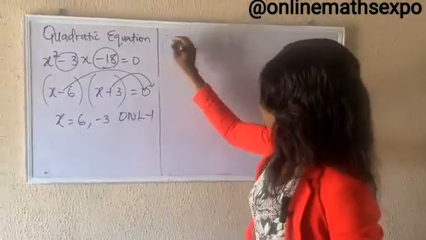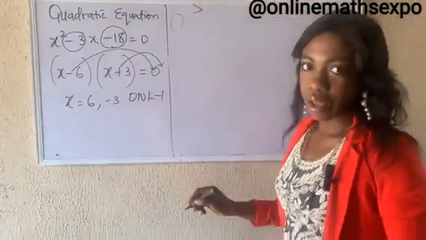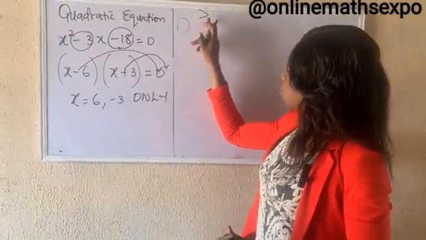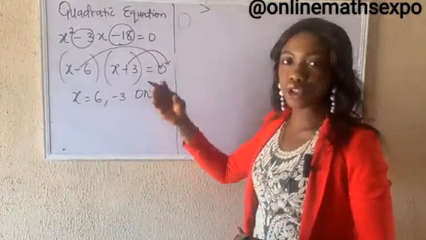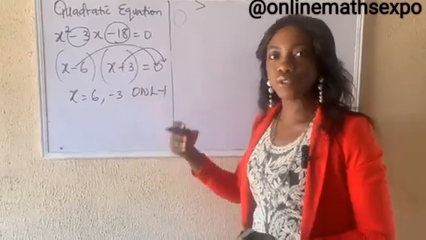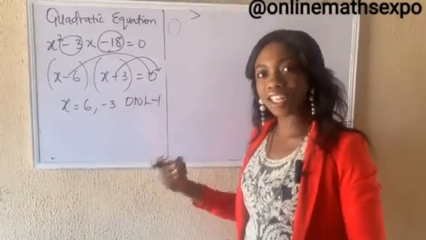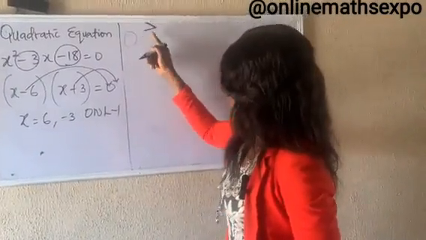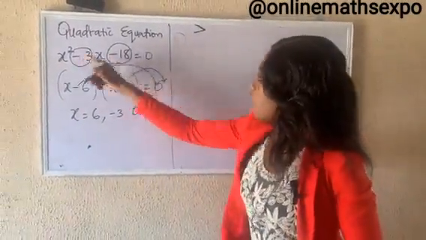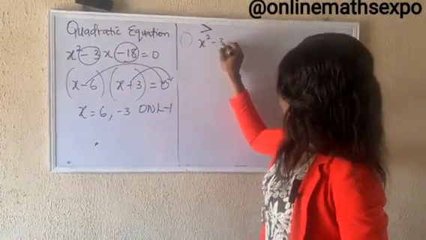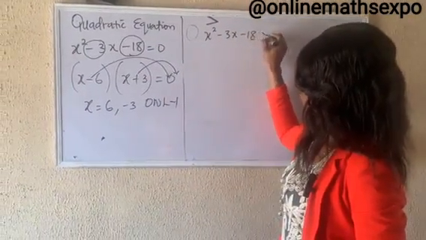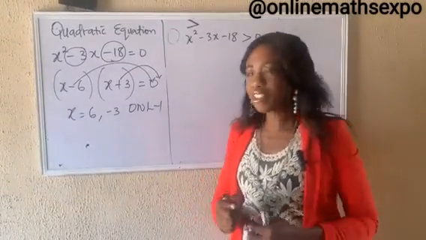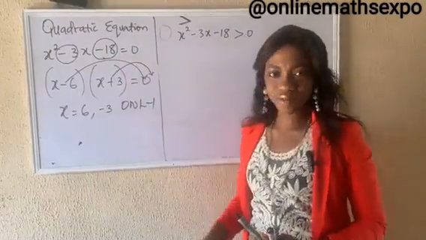The first one we want to concentrate on is greater than. Please pay attention, because the same approach you use for greater than is what you use for less than, for greater than or equal to, and for less than or equal to. We are testing with greater than. Now we have x squared minus 3x minus 18 is greater than 0. Two things. One, solve this inequality as an equation.